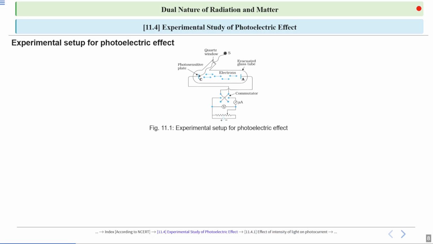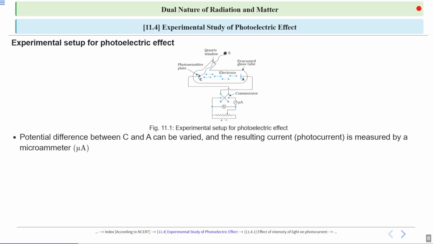So now let's focus on the role of the potential difference between plate C and A. By changing this voltage, we can control the energy landscape for the electrons. The resulting current, called the photocurrent, is measured using a microammeter, which is a very sensitive device that detects tiny currents in microamperes. This allows us to see how the flow of electrons changes as we adjust the voltage.